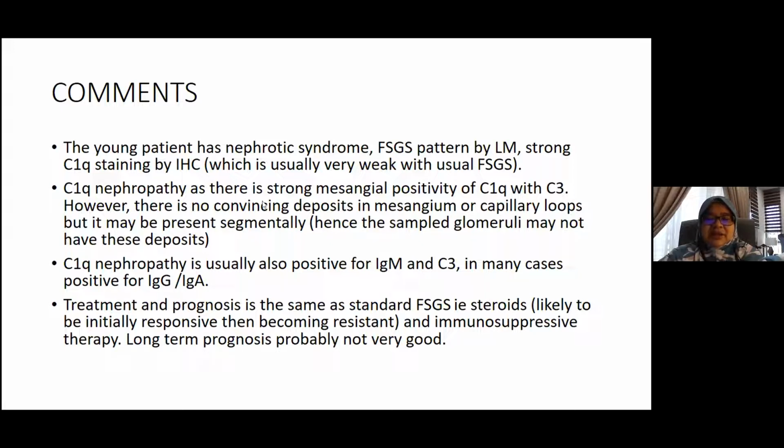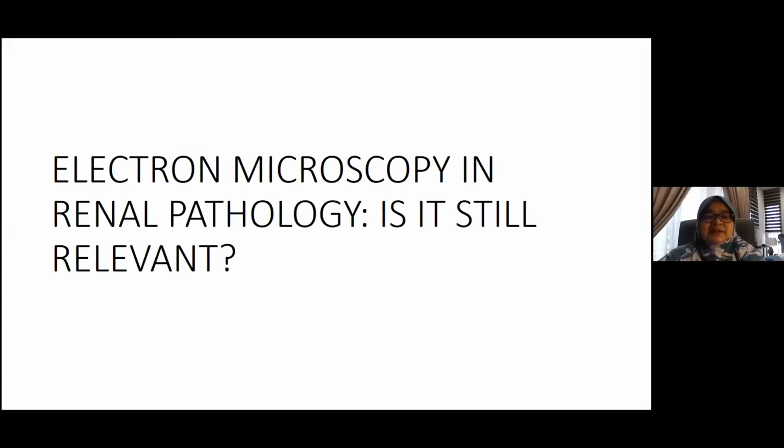However, we expect to see some electron dense deposits within the mesangium and the capillary loops, but this is not present. It can be present segmentally, and in this particular glomerulus, we might not catch it. So the treatment and the prognosis is the same as standard FSGS, steroids. Long-term prognosis may not be as good.